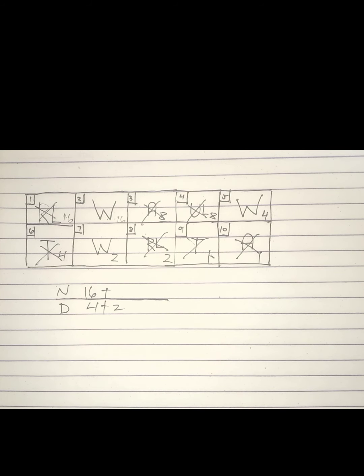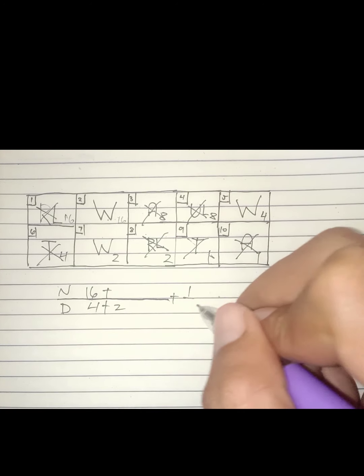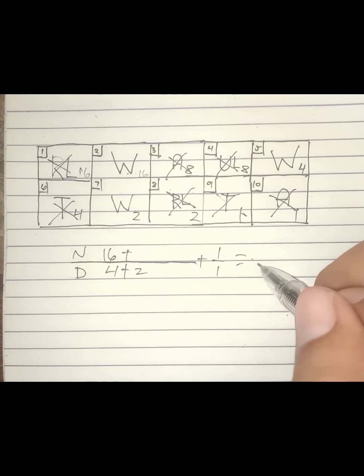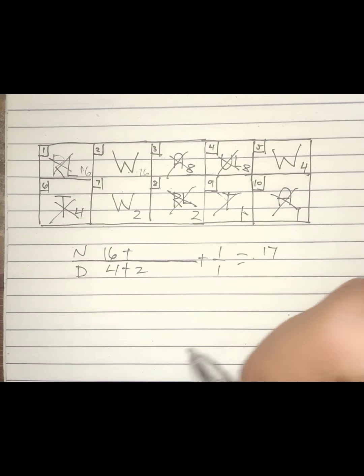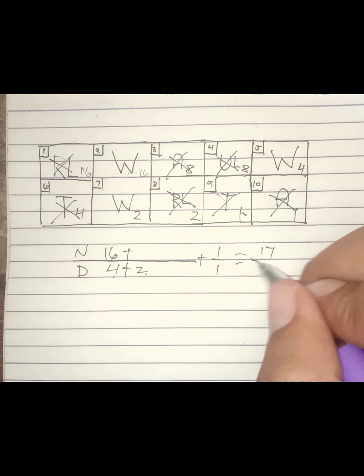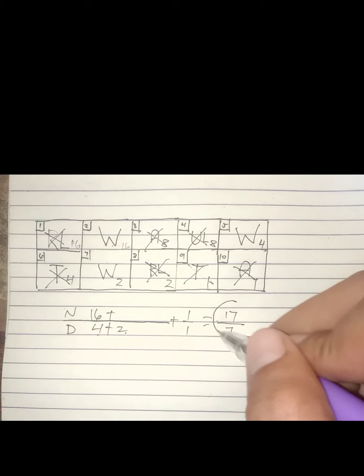Let's put it in our mind that primary classification has a pre-established fraction of 1 over 1, so let's put here 1 over 1. Let's add all the numerical values to get the final primary classification. 16 plus 1 equals 17. 4 plus 2 equals 6 plus 1 equals 7. So, this is our final primary classification.